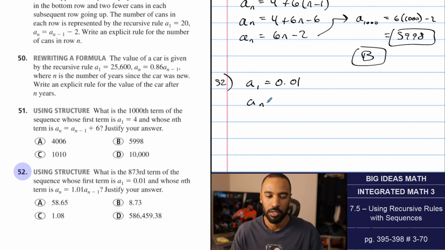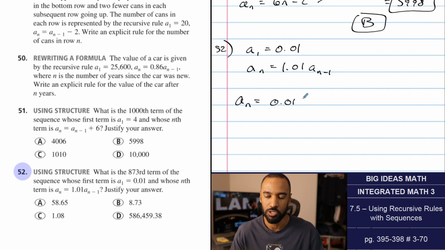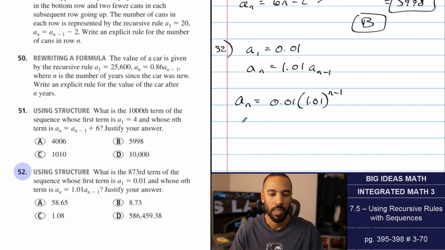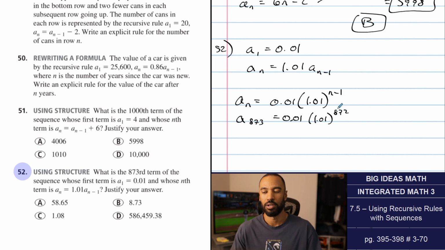So here's our recursive rule, first term and all. We're going to multiply by 1.01 each time there. So let's write an explicit rule based off that. Take the first term and multiply by 1.01 this many times. So if I want to find the 873rd term, I do 0.01 times 1.01 to the 872nd power, that's n minus 1. Let's go to the calculator and see what it spits out so we can understand what kind of answer we should be writing.